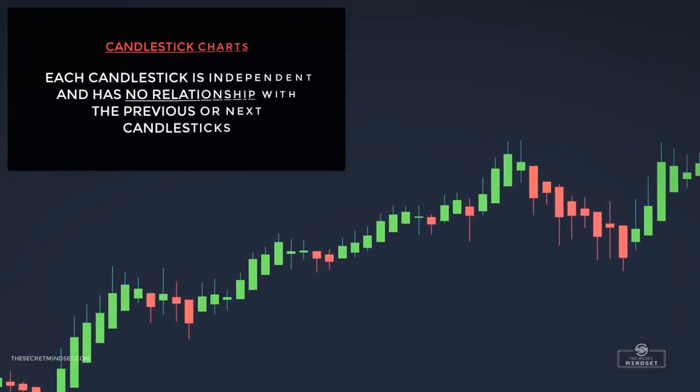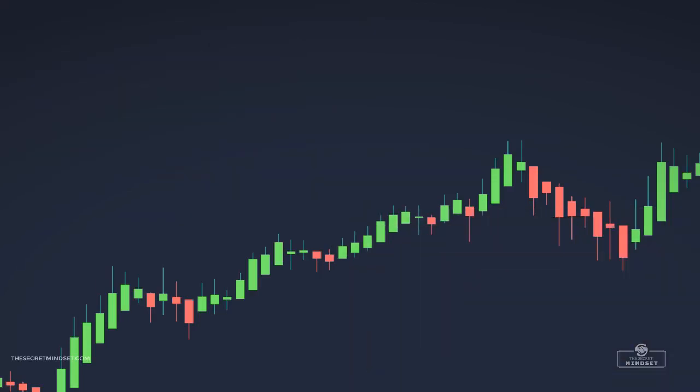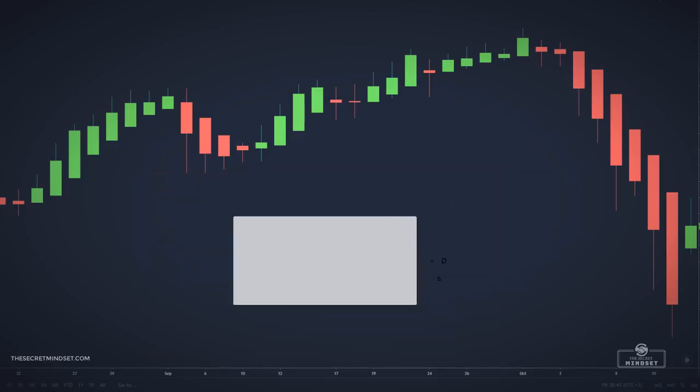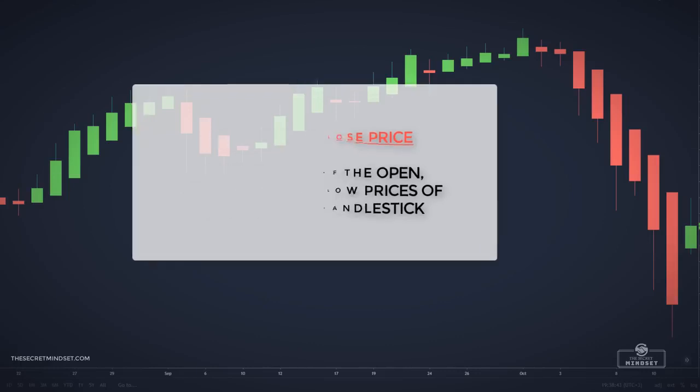On the candlestick charts, each candlestick is independent and has no relationship with the previous or the next candlestick. But Heikin Ashi candlesticks are different, and each candlestick is calculated and plotted using some information from the previous candlesticks. The open price in a Heikin Ashi candlestick is the average of the open and close price of the previous candlestick. The close price in a Heikin Ashi candlestick is the average of the open, close, high, and low prices.